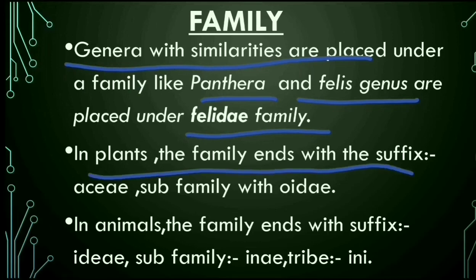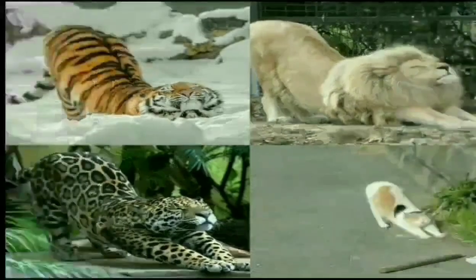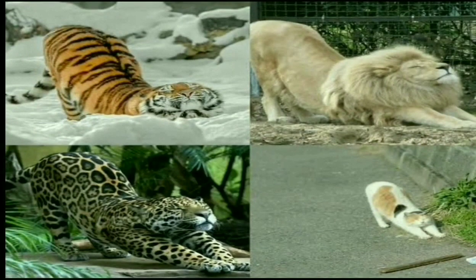In plants, the family ends with the suffix -aceae, and subfamily with -oideae. These suffixes are added to make a family. In animals, the family ends with the suffix -idae, subfamily with -inae, and tribe with -ini. Here we show the Felidae family, where we have the Panthera genus and Felis genus.